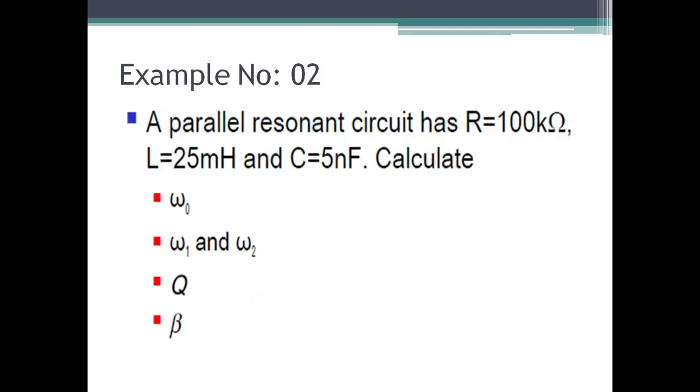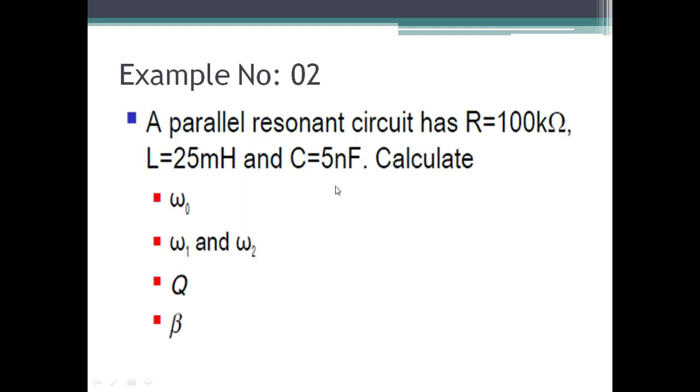In the second example, also a parallel resonance circuit, R is equal to 100 kilo ohm, L is equal to 25 millihenry, and C is equal to 5 nanofarad. So we first have to draw the circuit diagram, and in the circuit diagram there is an input voltage V sin omega t that will be provided.